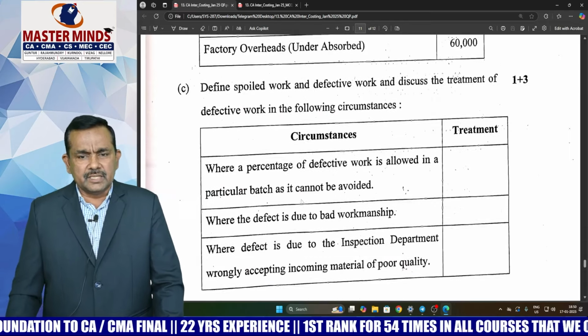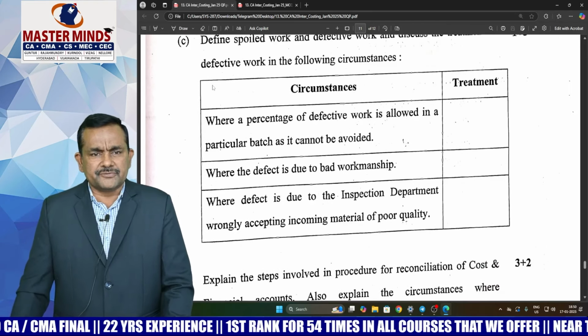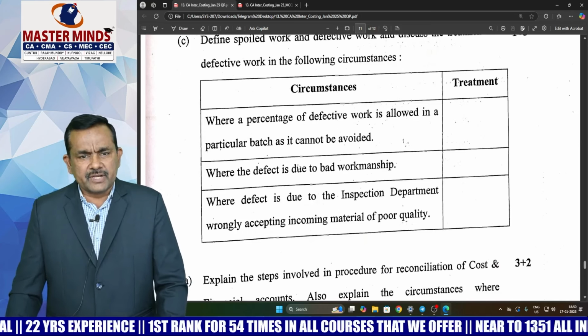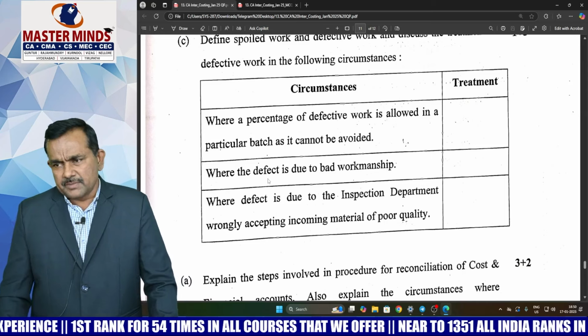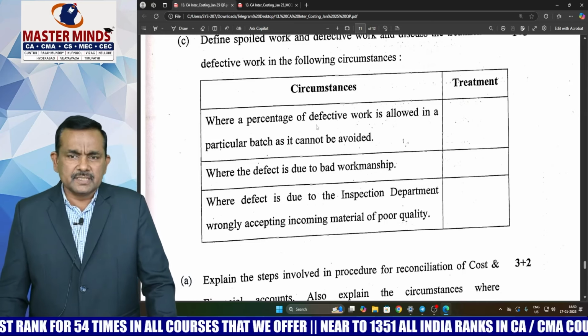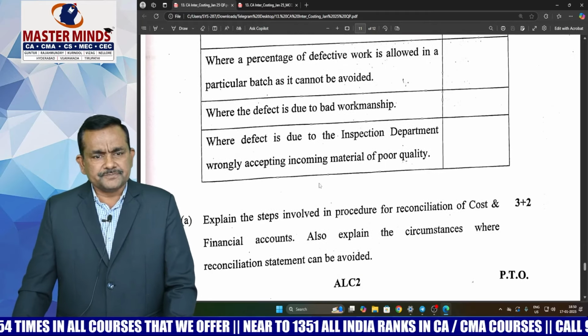Next, this is the theory question, sir. This question is related to the material cost chapter, sir. Treatment of defectives: first one is normal, sir, second one is abnormal, sir. In case of abnormal, it is directly transferred to costing P&L account. In case of normal, it is treated as factory overheads. So this is an easy question, sir.